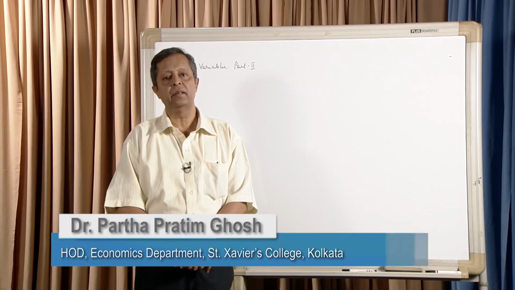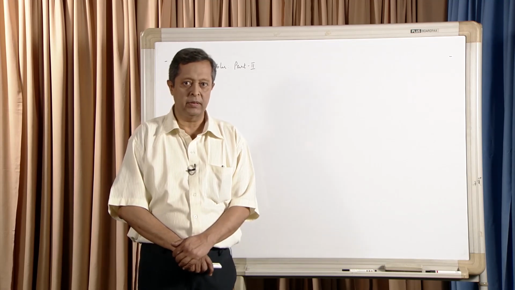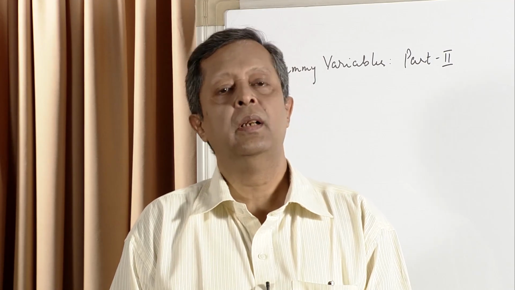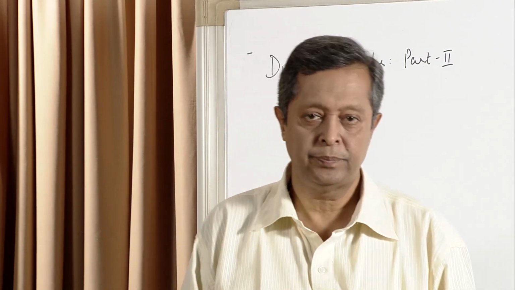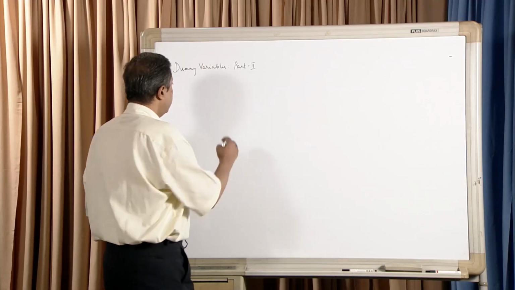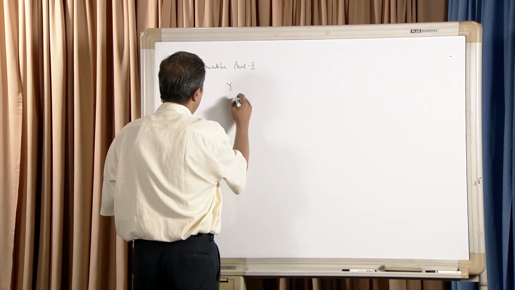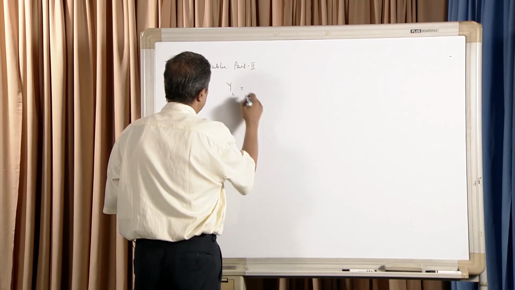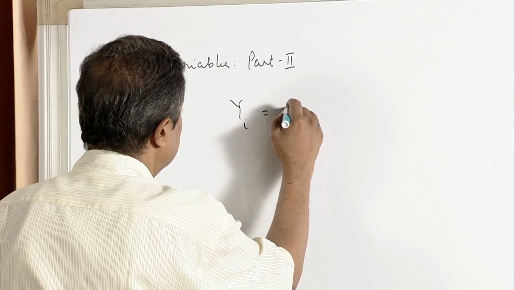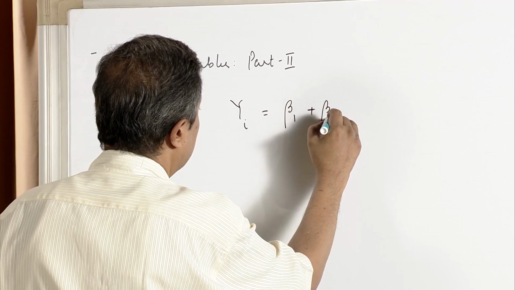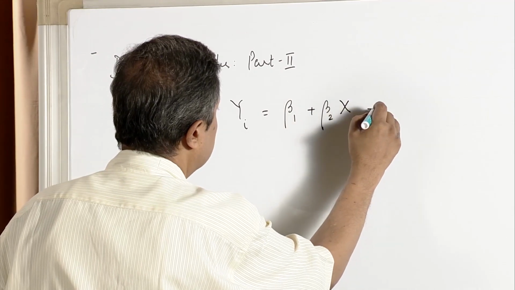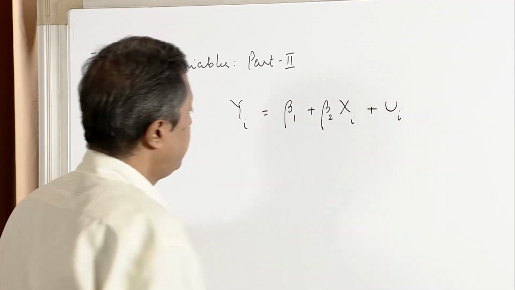This is the second part of the discussions on dummy variables. In this module, we will begin with a dummy variable model where both the slope and the intercept of the regression will be affected. So, our regression is y i equals beta 1 plus beta 2 x i plus u i.